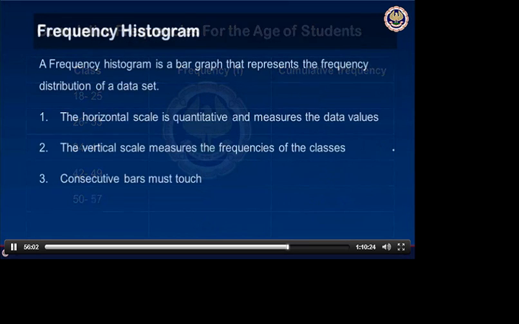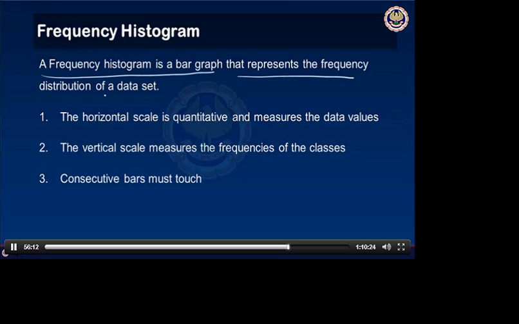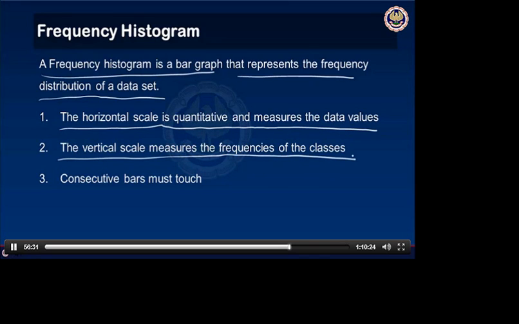So let's move on to find out what is a frequency histogram first. So we are going to draw a frequency histogram. A frequency histogram is a bar graph that represents the frequency distribution of a data set. Now there are 3 steps. First, the horizontal scale is quantitative and measures the data values. So the horizontal axis will represent the data values, and the vertical scale measures the frequencies of the class. And remember, a very important point, that consecutive bars must touch each other.